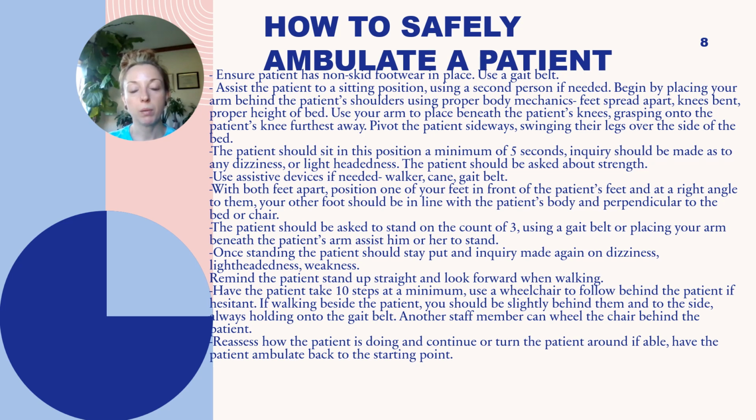With both feet spread apart, you want to position one of your feet in front of the patient's feet and at a right angle to them. Your other foot should be in line with the patient's body and perpendicular to the bed or the chair. The patient should be asked to stand on the count of 3. Using a gait belt or placing your arm beneath the patient's arm, assist him or her to stand.